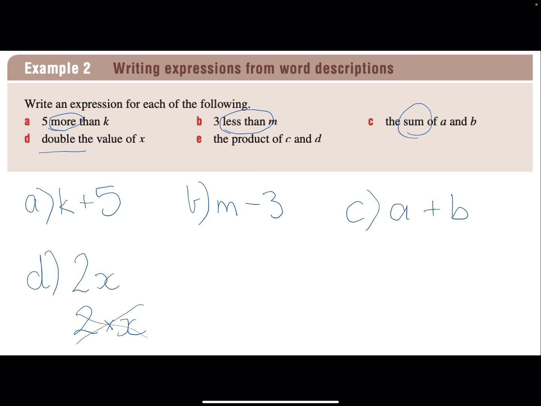And the final one on this page is E, the product of C and D. So again, that's multiplication. So if you're thinking we could write it C times D, but we learnt yesterday that we're not going to show the multiplication symbol. If we just have those 2 letters next to each other, that means that they are multiplied. So for E, we would just write CD.